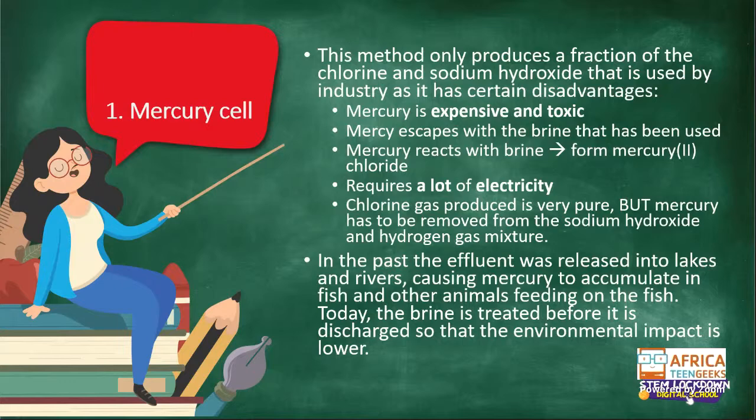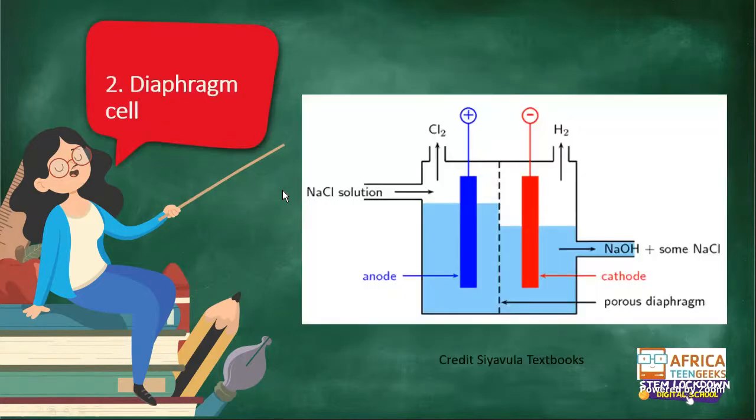And then it becomes a very big problem in terms of persuading the public that it's okay to have these plants when your mercury is leaked into rivers and things like that. So the mercury cell is a way of doing it, but they have kind of moved away from it. And so one of the cells that they use instead is called a diaphragm cell.